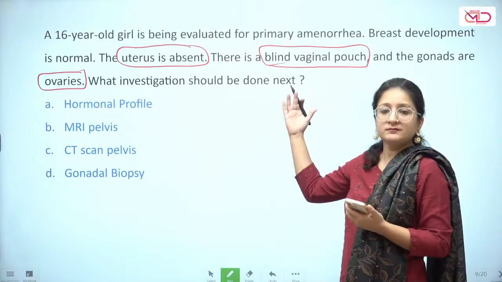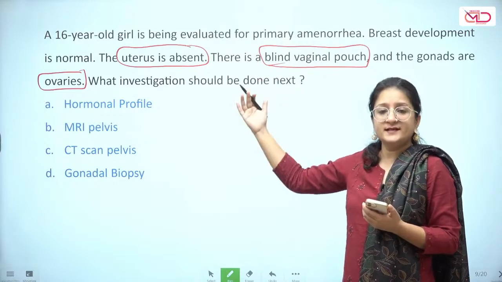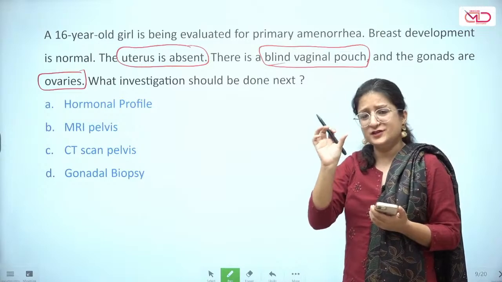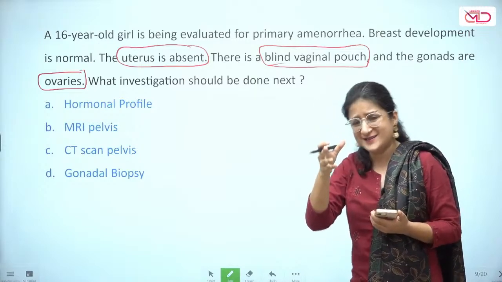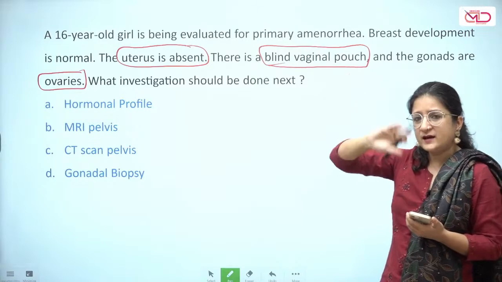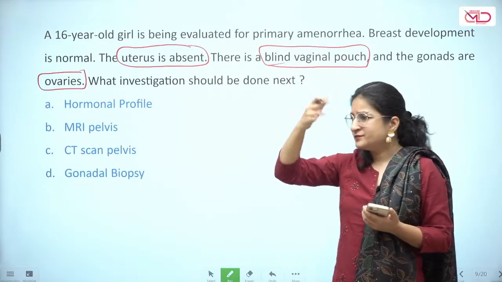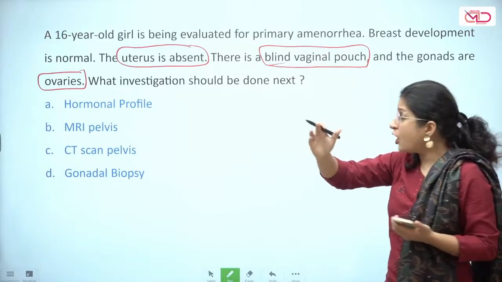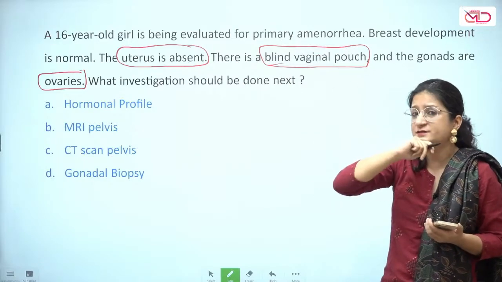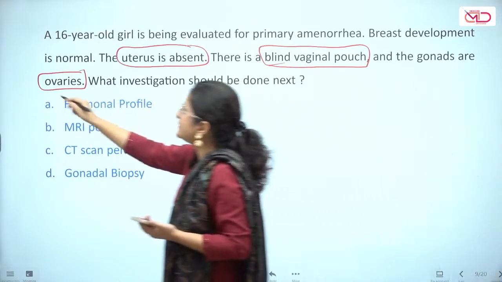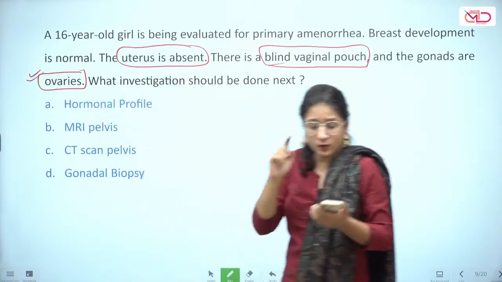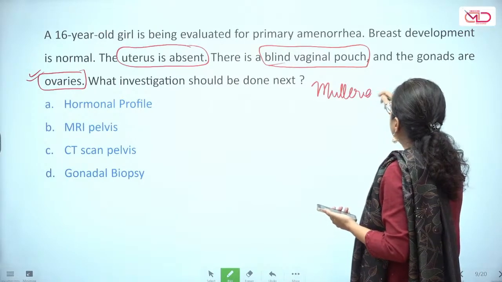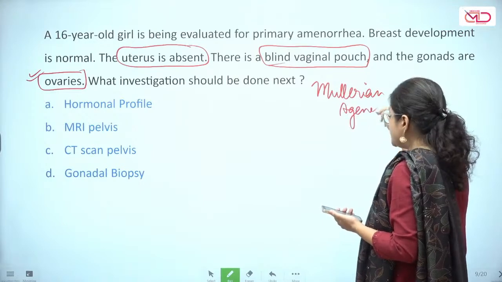Yes. Breast development present, uterus absent, and a blind vaginal pouch. Only that part of the vagina that develops from the urogenital sinus remains. The part of the vagina developing from the Mullerian duct is absent. So it's probably Mullerian agenesis. Why am I saying Mullerian agenesis? Because they're giving me this information that the gonads are ovaries. So it's possibly Mullerian agenesis. That is my suspicion so far.